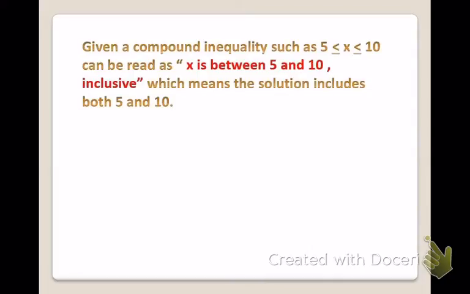Now, one more thing to say about ands. Given a compound inequality such as that, you would read that as x is between 5 and 10 inclusive. And the word inclusive here means that we want to include 5 and 10 in our solutions. Right? And we do that because we're writing these as less than or equal to.